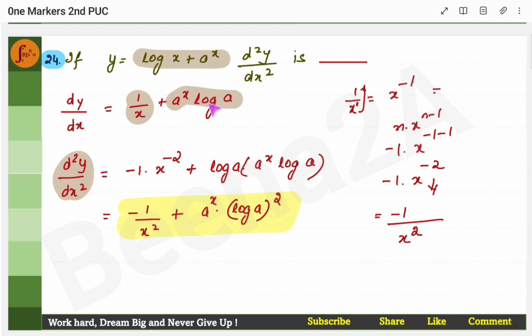Now the next term, I have to find the derivative again. So this entire thing is a number, or a constant. So you copy this log a as is, right? Copy log a as is. Find the derivative of a to the power x. The derivative of a to the power x is a to the power x into log a. So you have log a and log a here. So you can write it as log a square and a to the power x.